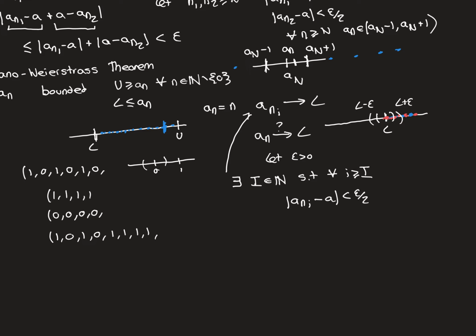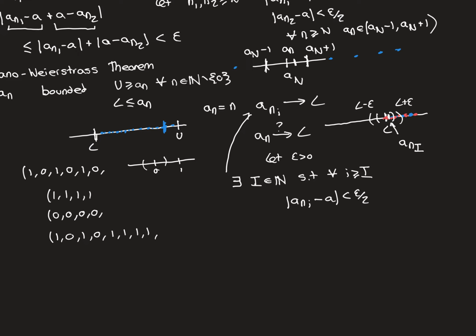So if we put this on the picture, let's say this point here is a_{n_I}, some term in the subsequence. It's inside that epsilon over 2 interval, and all of the terms in the subsequence after it are also inside that epsilon over 2 interval.